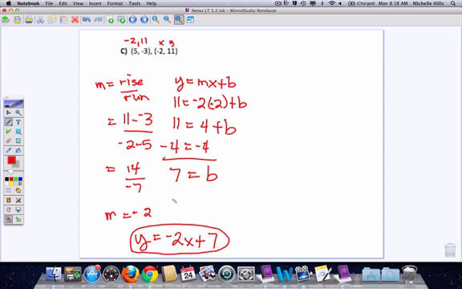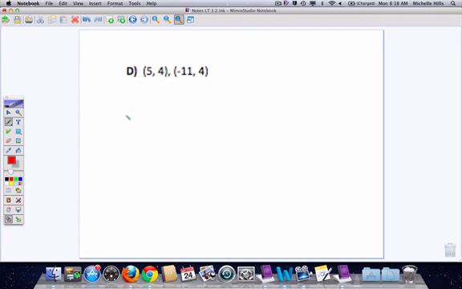Double check by plugging the other pair in there. -2 times +5 is -10, plus 7 is -3. Yes, my y is -3. Now, in this last equation, when I stack one point above the other point, -11, +4, I immediately notice that, hey, both of my y's are 4.